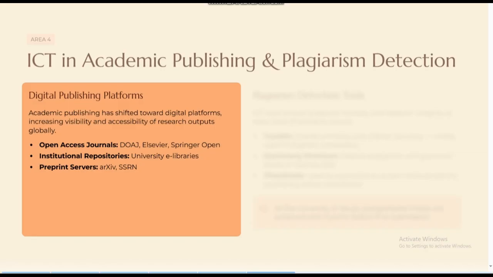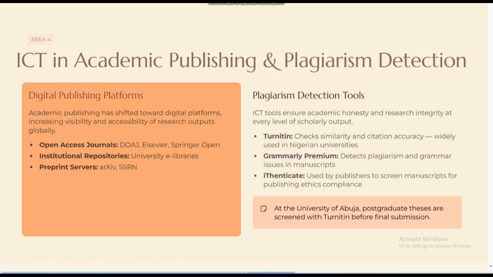We have the open access journals, such as DOAJ, BioMed Central, and Springer Open. We also have institutional repositories that are domiciled in university libraries, that is, the e-libraries. And we have what we call preprint servers, where we host our work before it is formally published in print, which are SSRN and arXiv. All these are digital platforms that help in making our work visible and openly accessible.